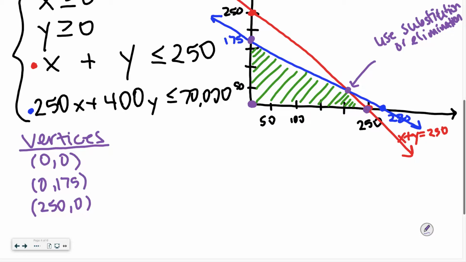We're sort of running out of time, and I think that we would run out completely if we tried to do that. So I will tell you, if you take these 2 equations and you do substitution or elimination, we would get the coordinate 200, 50. I'll just help you out with that.